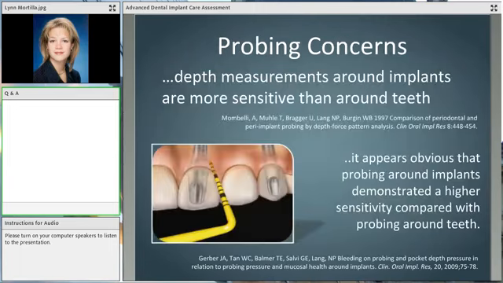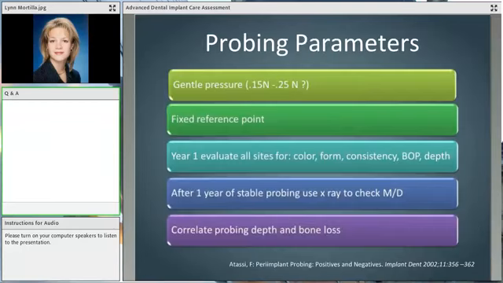And we also know that the research by Gerber absolutely shows that rounded resin probes are much more comfortable for patients during the implant probing technique, because patients can be more sensitive in the implant area. So that's real important to look at. What are some of the parameters that you should follow? A gentle probing pressure using a fixed probing point.